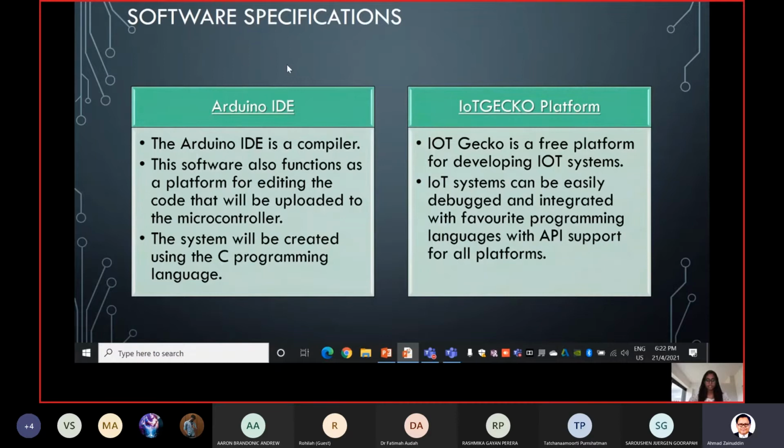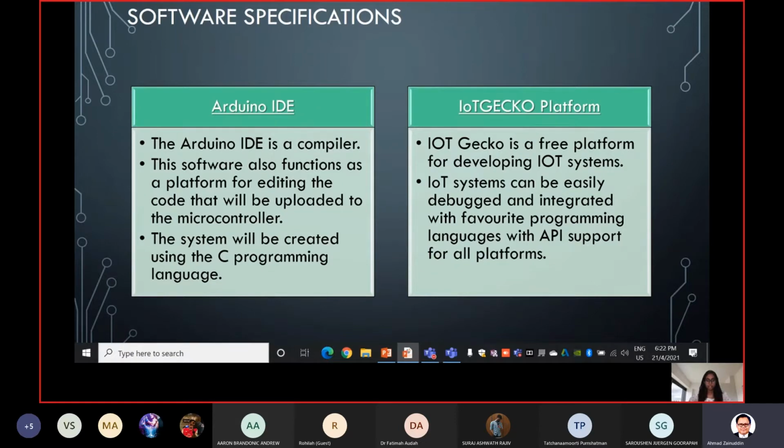Arduino IDE is a compiler that converts the Arduino code written into machine language and sends it to the Arduino hardware to get the output. This software also functions as a platform for editing the code that will be uploaded to the microcontroller. The system will be created using the C programming language.